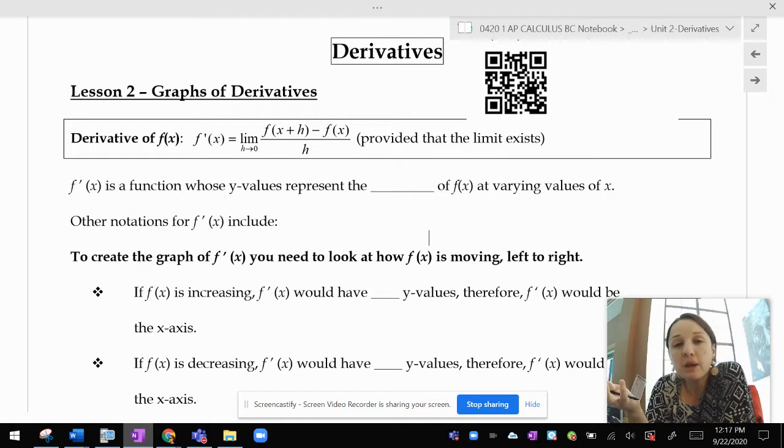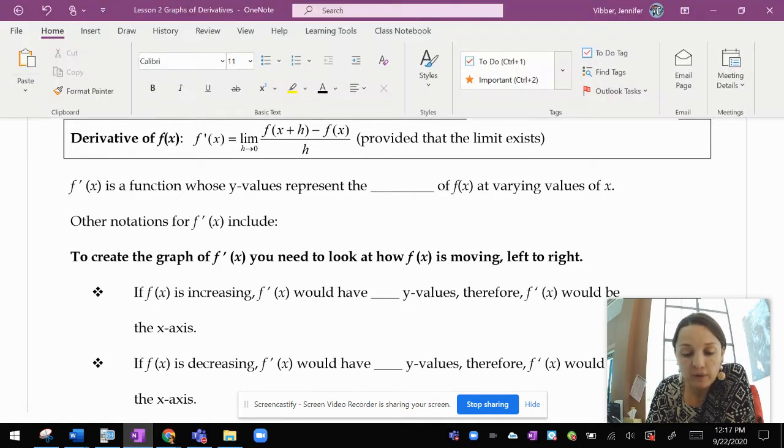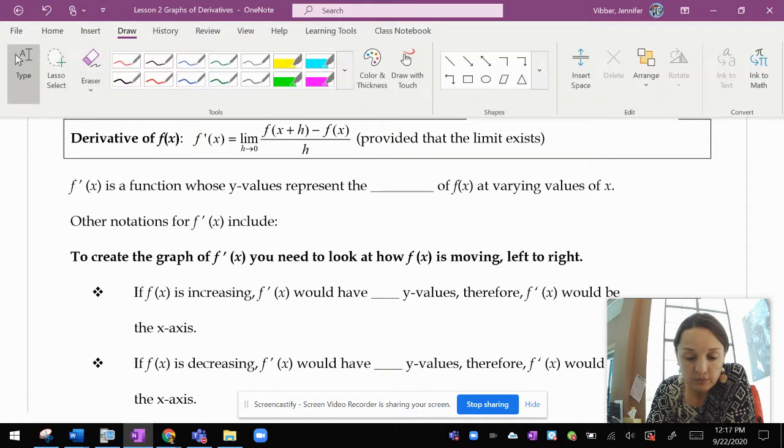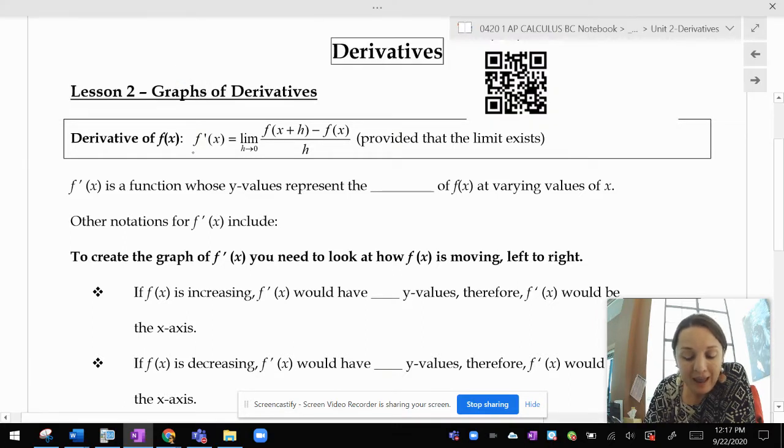So the limit definition of the derivative, when you want to find the derivative at any point, we often call f prime of x. And f prime of x is equal to the limit as h approaches 0 of f of x plus h minus f of x all over h, provided that the limit exists, because some functions are not differentiable. So assuming that the limit exists, that's going to get you your derivative.